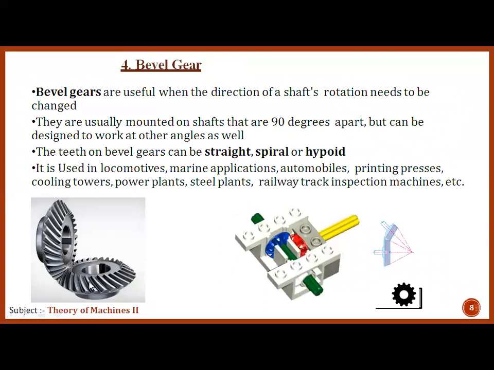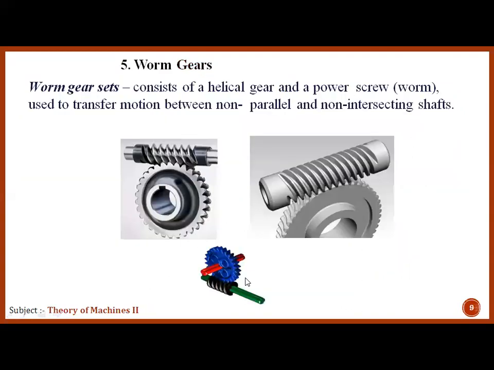Bevel gear. At an angle we can transfer the power. Worm and worm wheel. See, like this. If it is being rotated by 1 revolution, this is going to rotate by 100 revolutions. Basically, it comes under the category of non-parallel, non-intersecting shafts, isn't it?